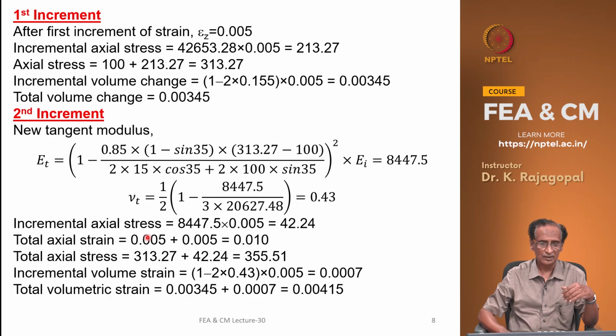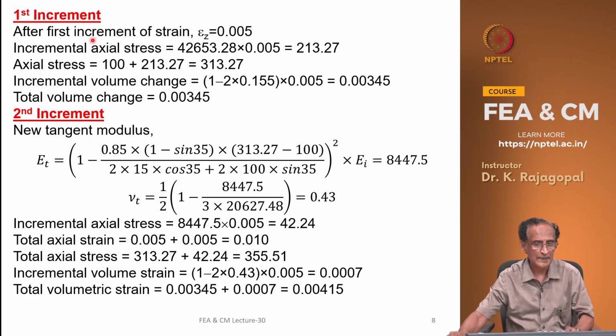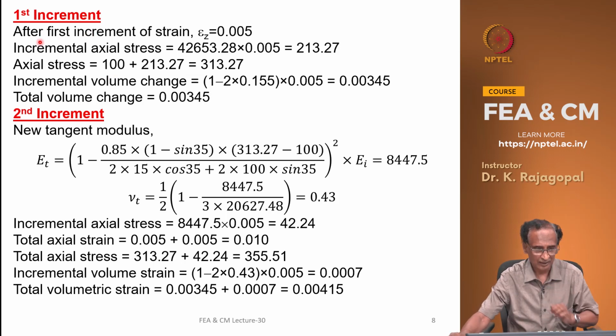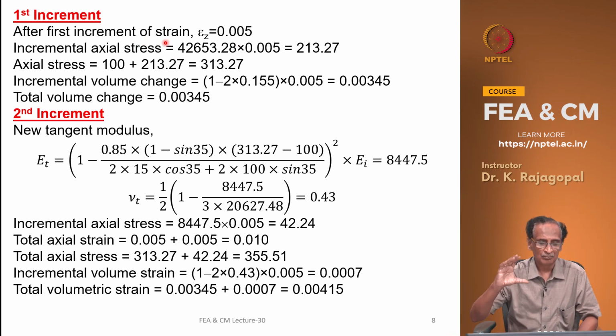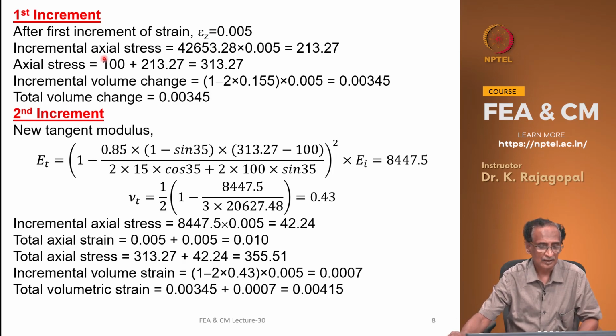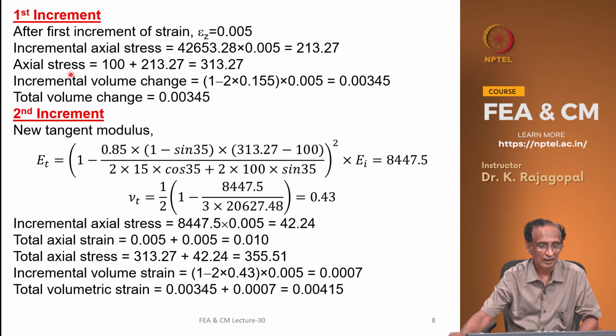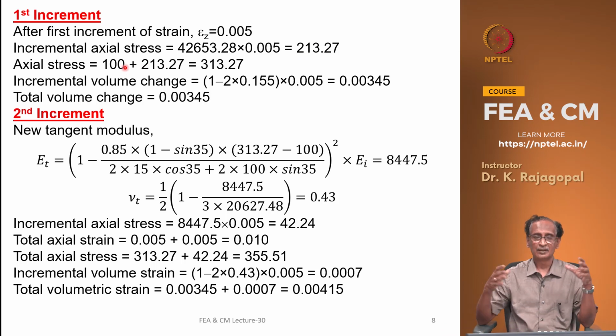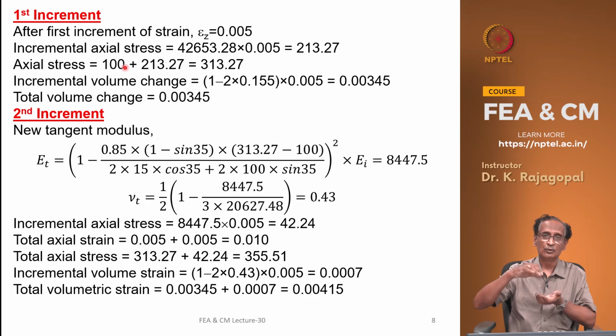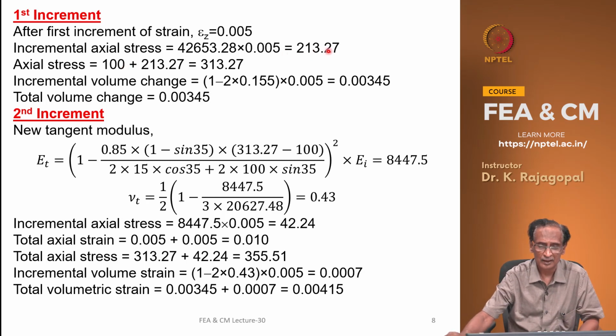Let us do the hand calculations first, so that we understand what is really happening. In the first increment our tangent modulus is just simply EI, and we applied an axial strain of 0.005, and the incremental axial stress is 213.27. This is the stress increment under an axial strain of 0.005. Okay. And the axial stress now is 100 plus 213.27. 100 is the cell pressure, and then on top of that we induced some additional stress of 213.27.